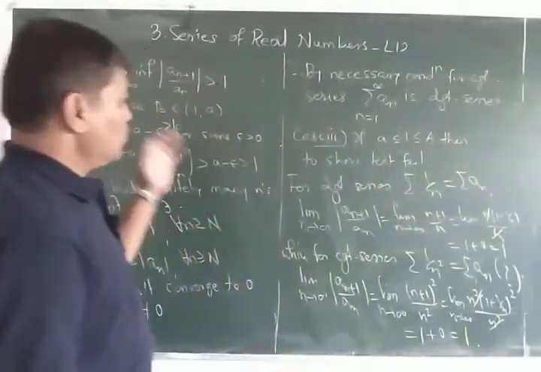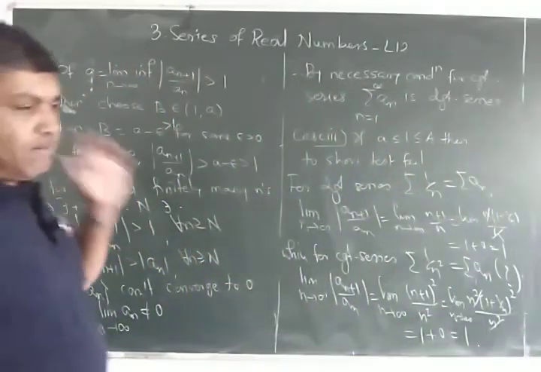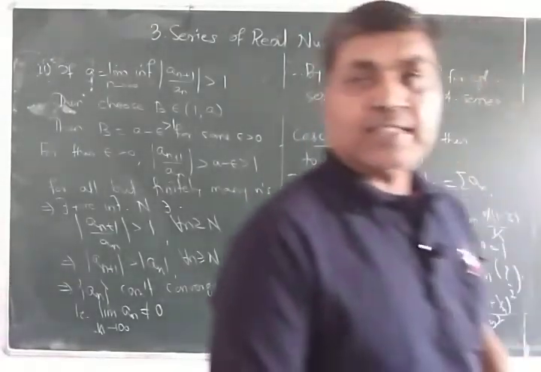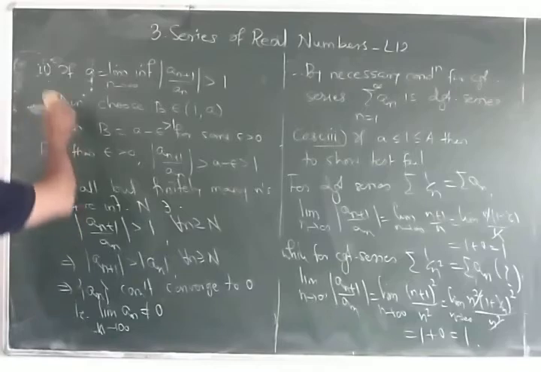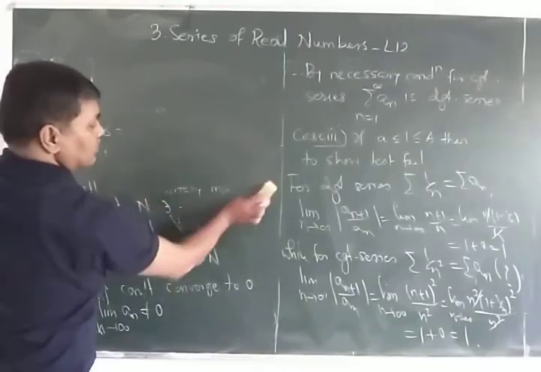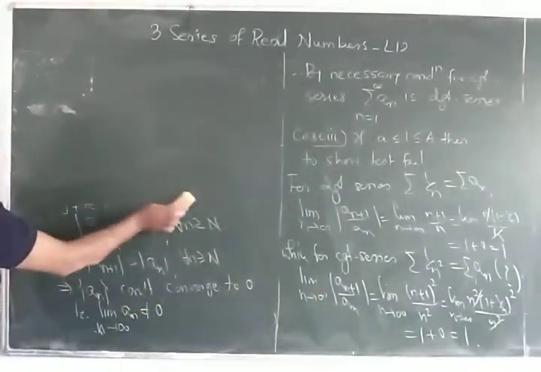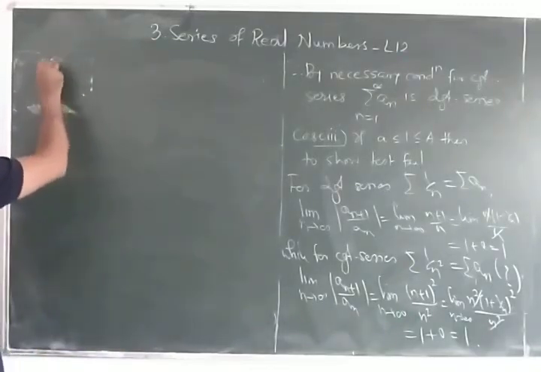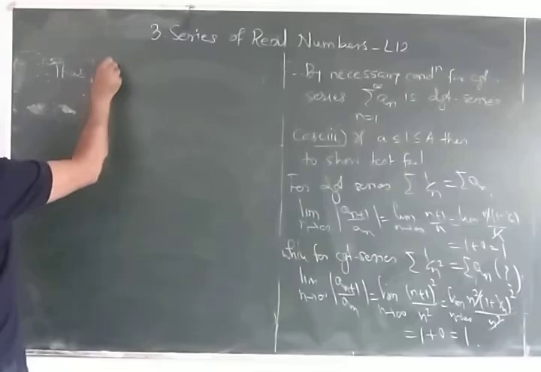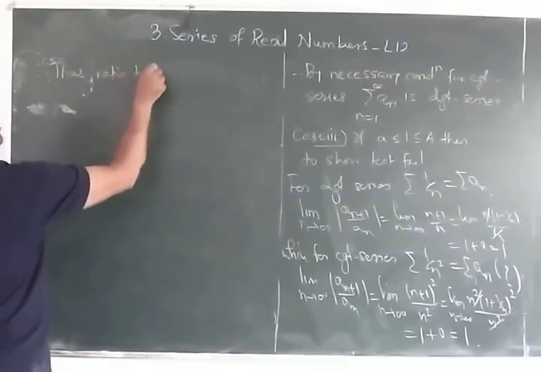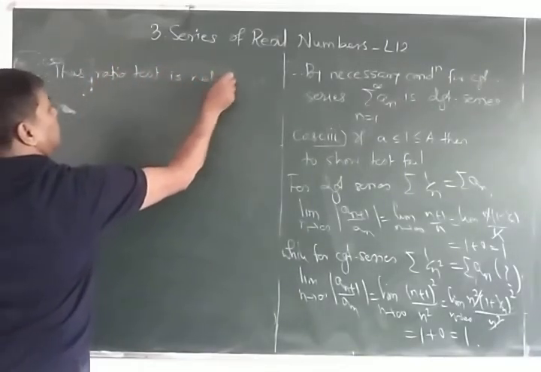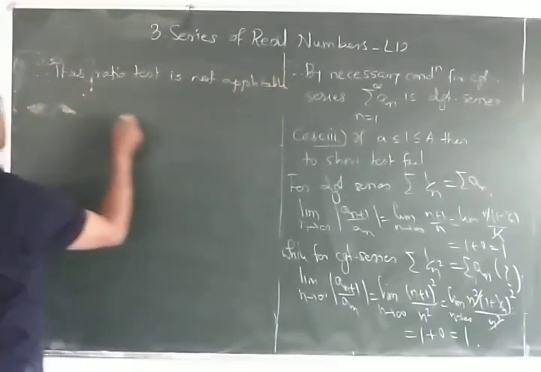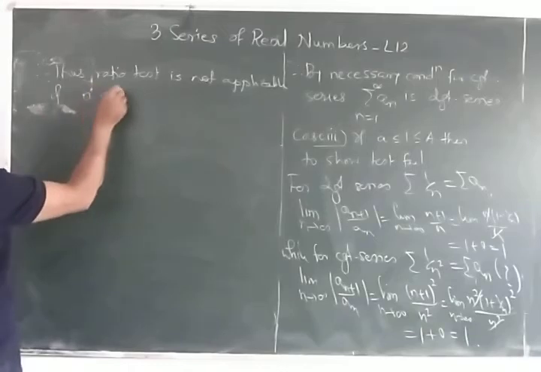Okay. So thus the test fails for a less than or equal to 1, less than or equal to capital A. Thus the ratio test is not applicable if a is less than or equal to 1, less than or equal to A.